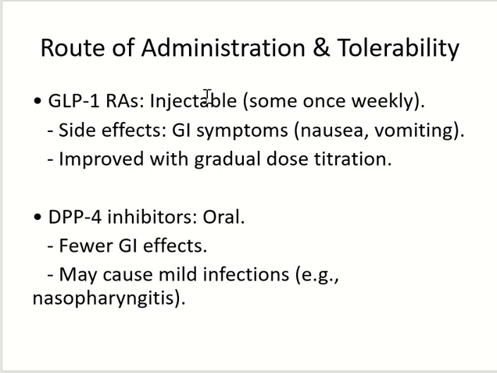Now moving on to route of administration and tolerability, for GLP-1 receptor agonists, the major setback here is that it is an injectable. It's available only as injections, sometimes once weekly, but the side effects are still almost the same, like nausea and vomiting. It improves with gradual dose titration. DPP-4 inhibitors are oral. This is the major advantage of DPP-4 inhibitors, and they have fewer GI effects. They can sometimes cause mild infections like nasopharyngitis. So the take home message here is GLP-1 receptor agonists are available as injections only. DPP-4 inhibitors are available only in oral form.